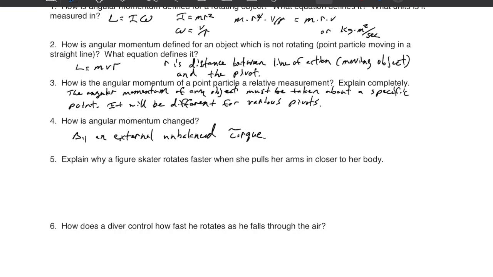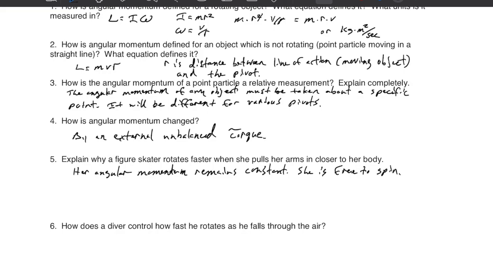Explain why a figure skater rotates faster when she pulls her arms in closer to her body. Think of the Olympics. When they pull their bodies in, they're changing the distribution of mass and they start to spin faster. When they want to slow down, their arms go further out. So in this case, her angular momentum remains constant. She is free to spin. Of course, the angular momentum is constant because there are no external unbalanced torques acting.